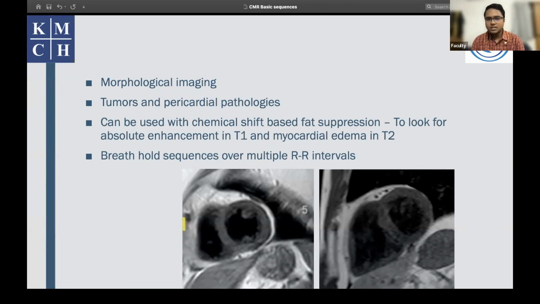But both these sequences are basically inversion recovery sequences. These will be available as breath hold sequences, and the images are obtained over multiple RR intervals. So these are not gradient sequences which can be obtained in a single RR interval or as a free breathing sequence. These are basically inversion recovery spin echo sequences. So they will require breath hold, and these are acquired over multiple RR intervals.